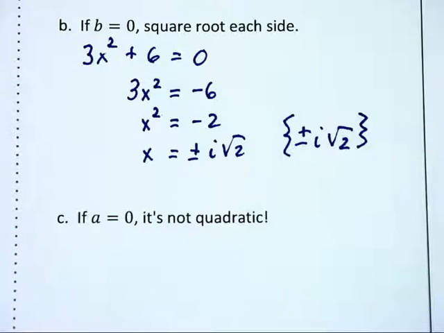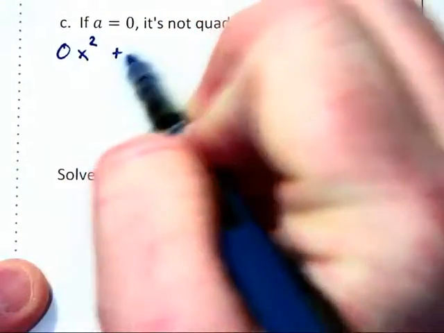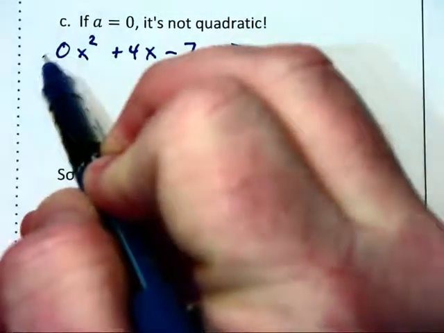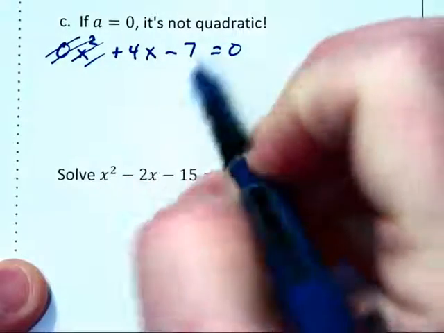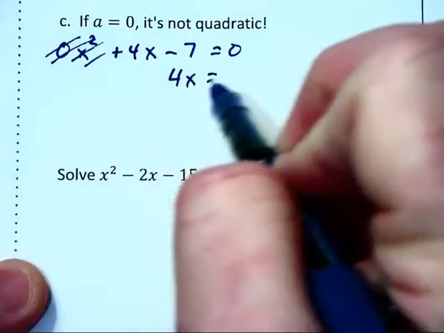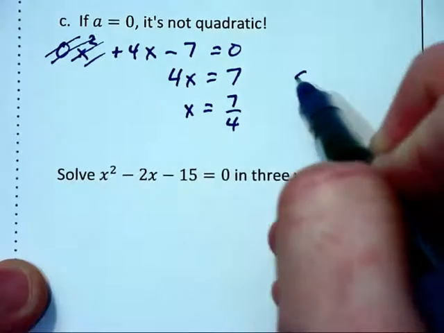If a is equal to 0, then you really don't have a quadratic equation at all. Let's say we have 0x squared plus 4x minus 7 equals 0. We can just ignore the 0x squared. Solving this linear equation, we have 4x equals 7, and therefore x is equal to 7/4.